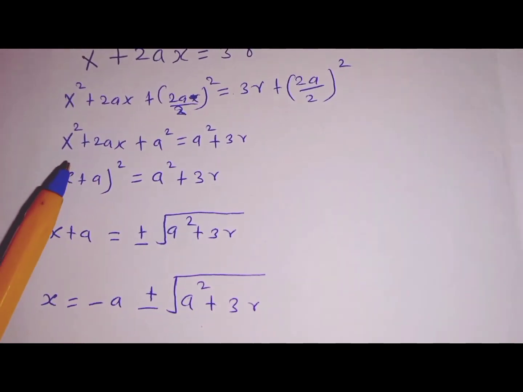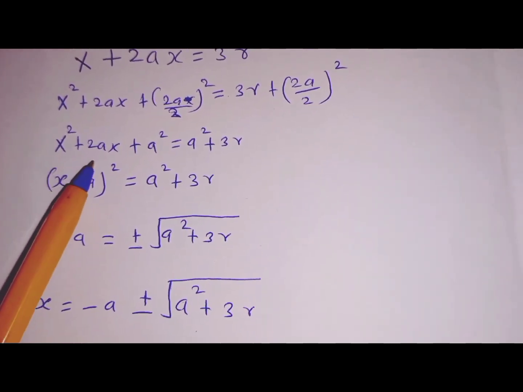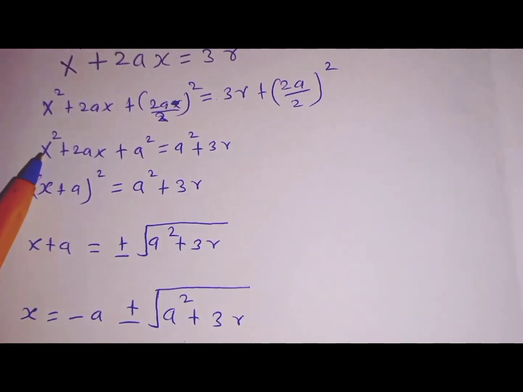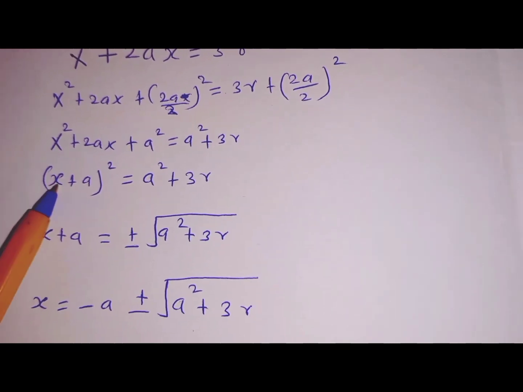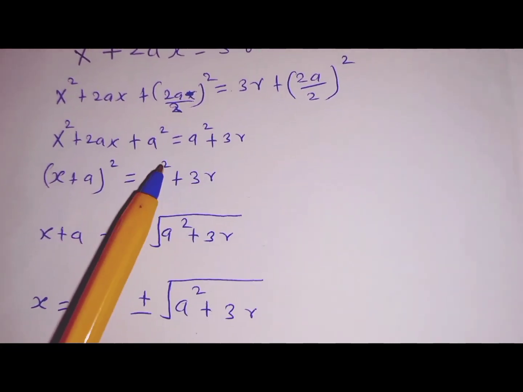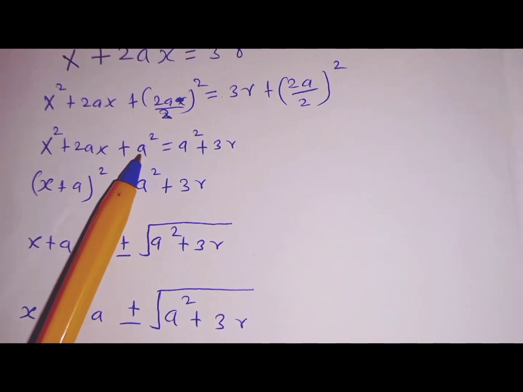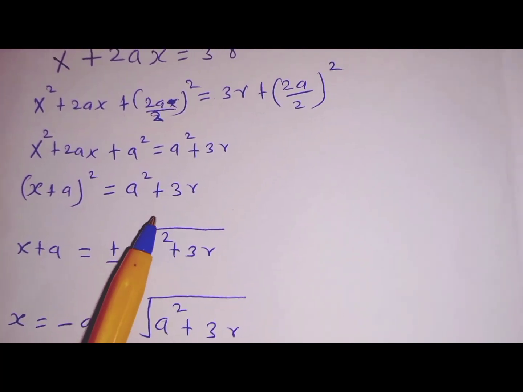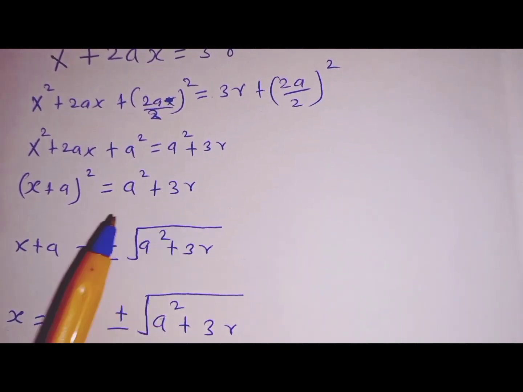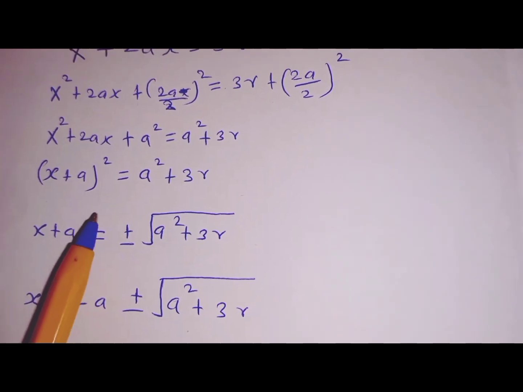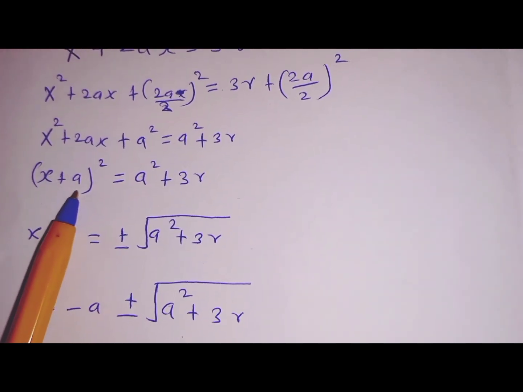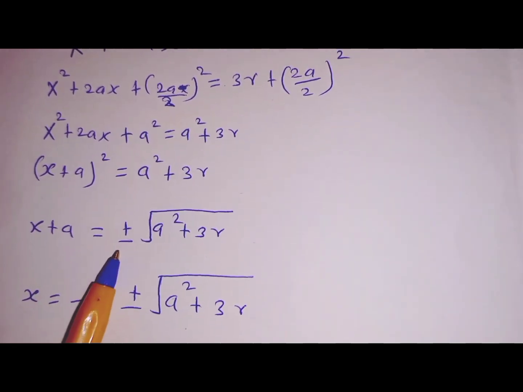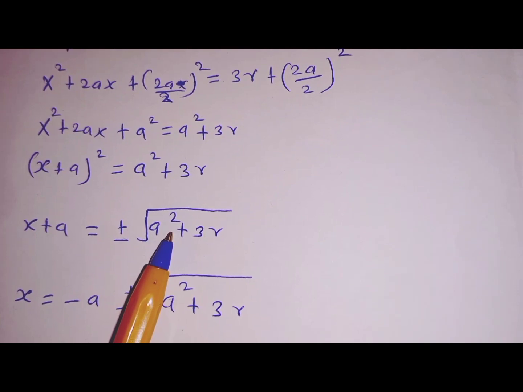Then from there you factorize x squared plus 2ax plus a squared, which will result to x plus a, all squared. You just take the square root of the value here, which is x in our case, and the square root of the value here, which is a. Square root of a squared is a, then you square everything, which is equal to a squared plus 3r. Then you take square root both sides. So the square root of bracket x plus a squared is x plus a, which is equal to plus or minus square root of a squared plus 3r.